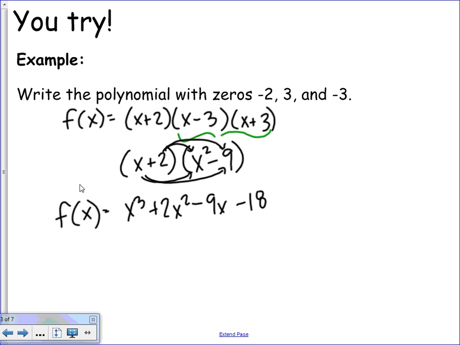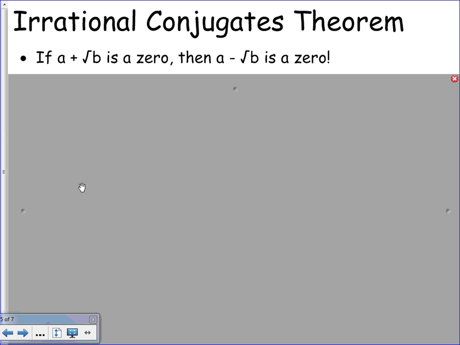Okay. I want you to keep this x minus 3, x plus 3, turning into x squared minus 9 in the back of your head, because we're going to use it for the next type of problem. Okay, we have something called the irrational conjugates theorem.